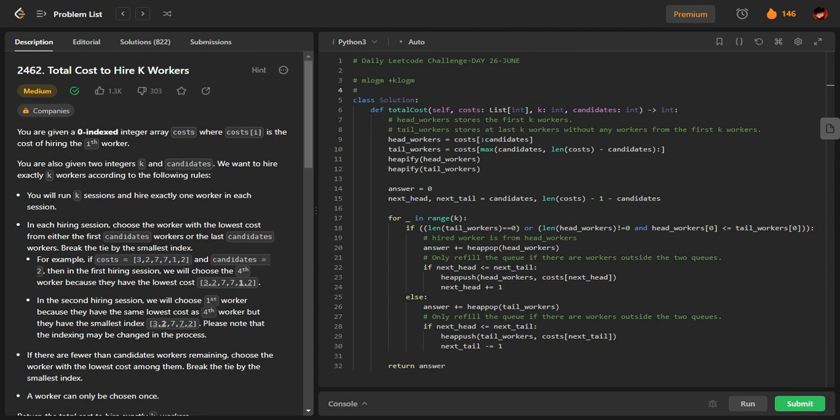If I talk about the space complexity, we are only using heaps. No other data structure. The others are anyway O of one because they are just variables, and we are using two heaps. So basically, the space complexity is going to be O of m. The real thing is 2 into m, but in terms of big O notation, it's going to be O of m, and the time complexity is around O of m plus k log m.